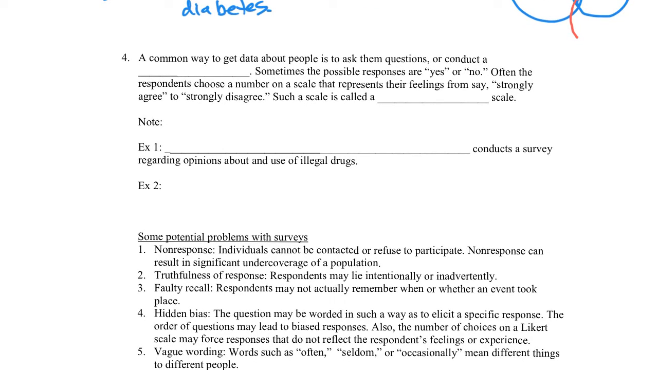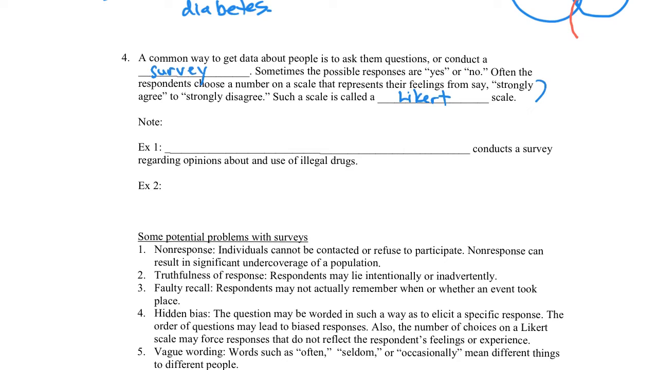So a common way to get data about people is to ask them questions or conduct a survey. Sometimes responses are yes or no. Often respondents choose a number on a scale that represents their feelings from, say, strongly agree to strongly disagree. And this one is really popular right now, especially with online polls. Such a scale is called the Likert scale, and they are used all the time.